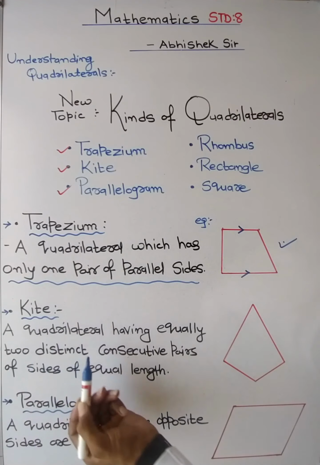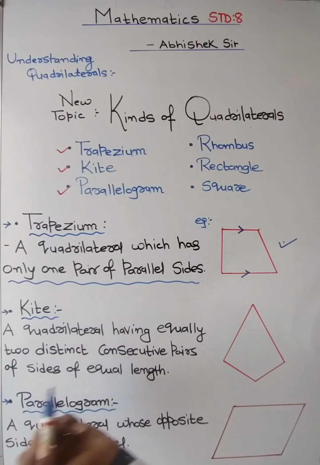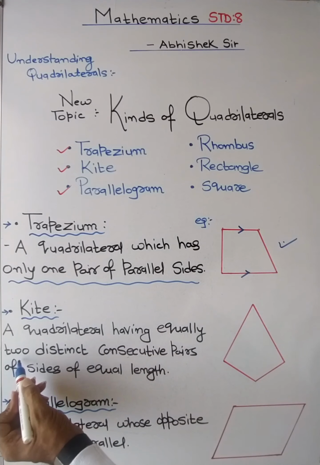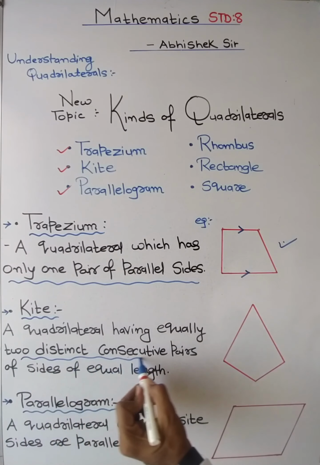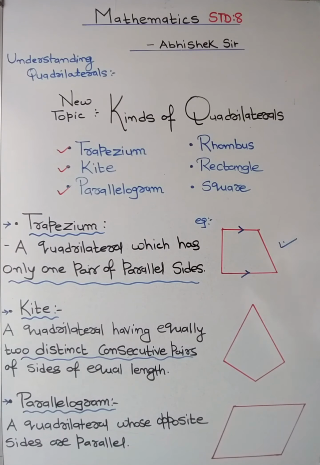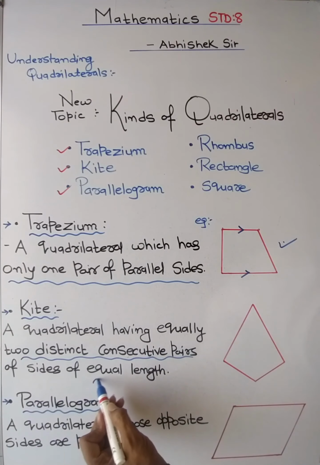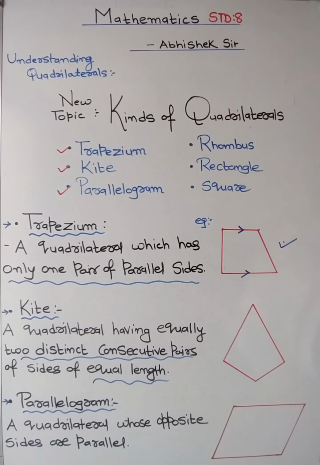Kite is a quadrilateral having 2 distinct consecutive pairs of sides of equal length. Now see, too many words in this. 2 distinct consecutive pairs. In short, there will be 2 pairs and they all will be of equal length, pairwise.